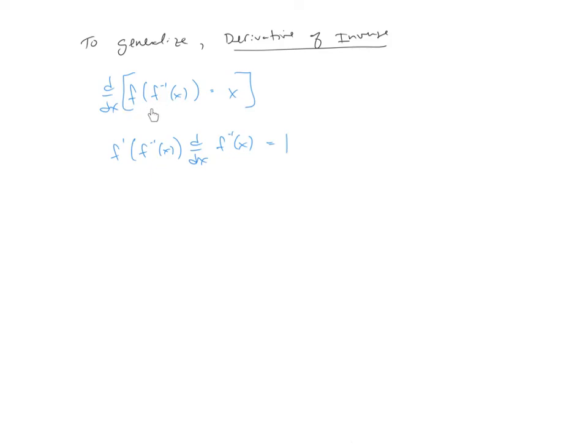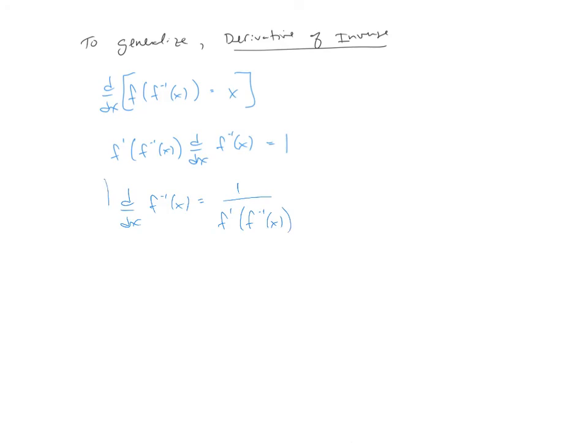So again, this was a chain rule. Derivative of the outside would be that f prime right there. Keep the inside the same, then back times the derivative of the inside. The derivative of the inside would be this right here. Okay? So now, if I want the derivative of the inverse, then all I need to do is solve for the derivative of the inverse. So I'm going to divide off the f prime of the inverse of x.